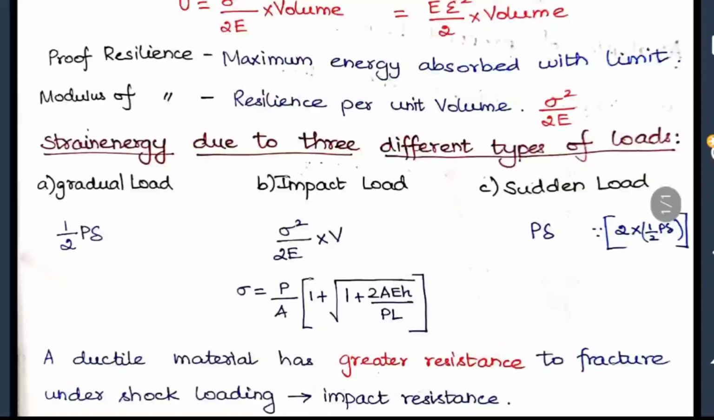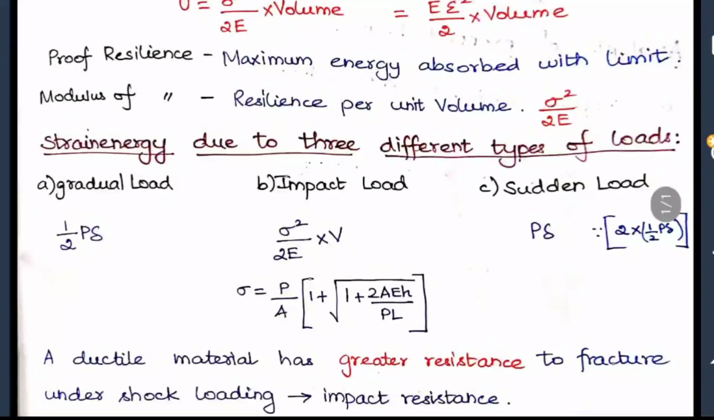And there are some different strain energy formulas based on the different types of loads. Based on the type of load, the stress will be changing. So we will substitute this stress in the strain energy formula and calculate the strain energy. The first one is the gradual load. In the gradual load, we take the normal thing only, half into P del. Then the impact load. Impact load means when we drop an object, an impact is produced there, no? So that type of load is applied.